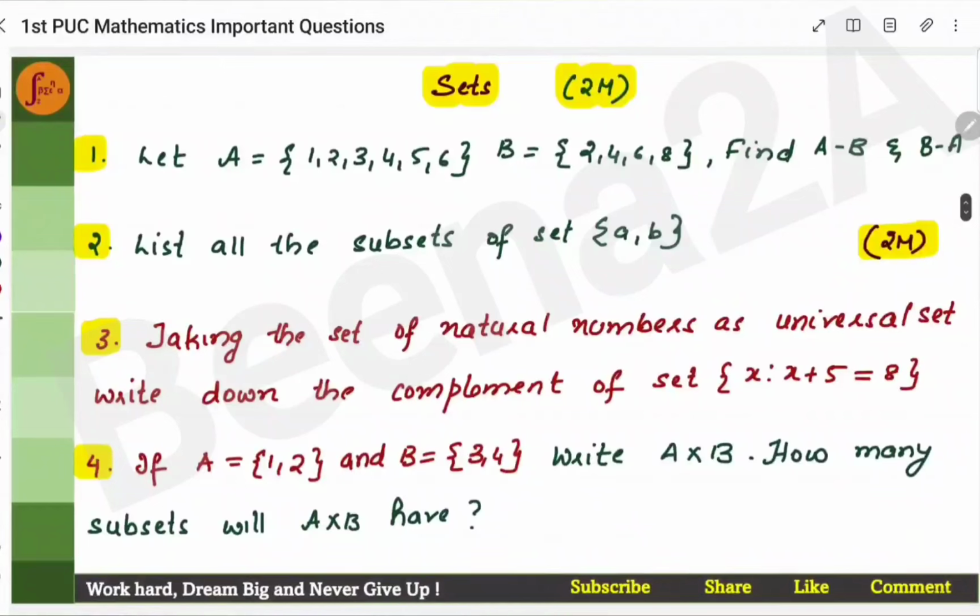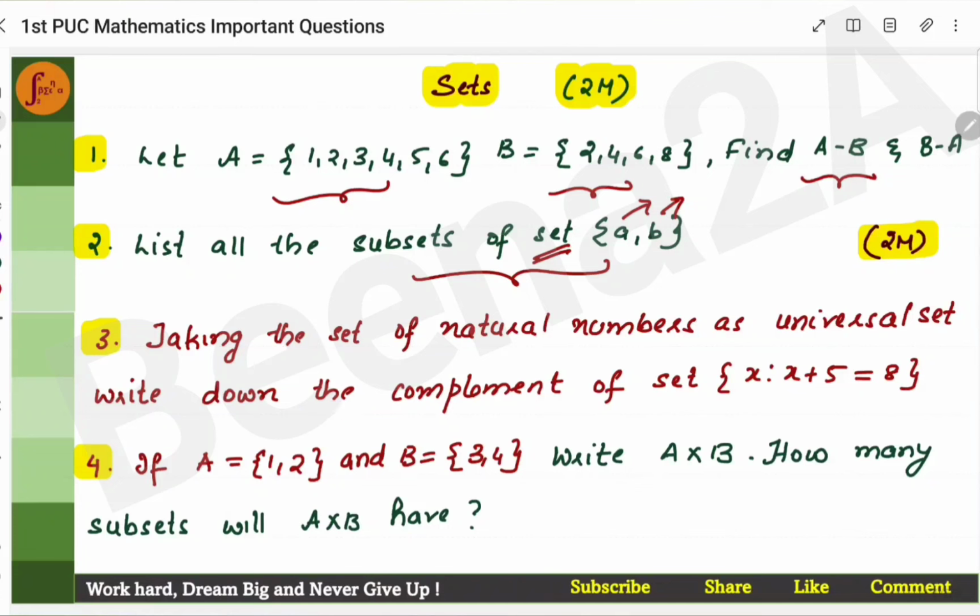Now coming to the 2 marker section. You will generally be given sets A and B, and you will have to find A minus B and B minus A. The next important one is to list all the subsets of sets A and B. You just have to write the subsets of this particular set.